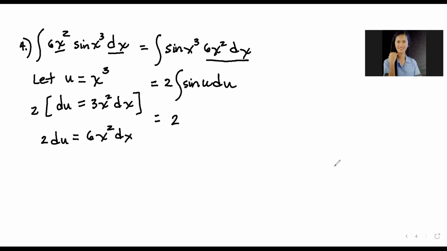Negative cos u plus c. Negative cos u plus c. So we're going to replace u by x cubed. So we will have negative 2 cos x cubed plus c. This is the final answer: negative 2 cos x cubed plus c.